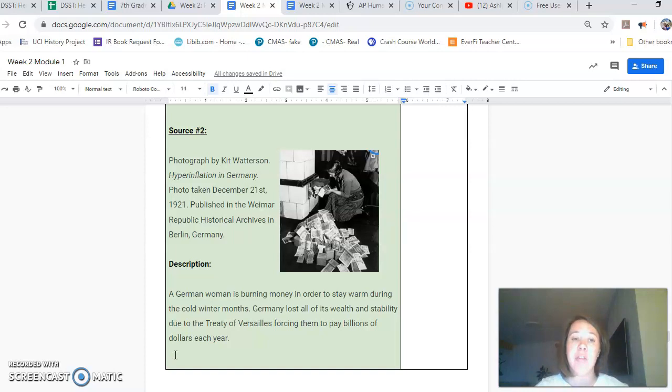Remember we talked about hyperinflation in Germany, where they were basically having to use wheelbarrows full of money to pay for even basic necessities like bread, eggs, because they were so poor because of the reparations they were paying as part of the Treaty of Versailles. The description here is a German woman is burning money in order to stay warm during the cold winter months. Germany lost all of its wealth and stability due to the Treaty of Versailles, forcing them to pay billions of dollars each year.